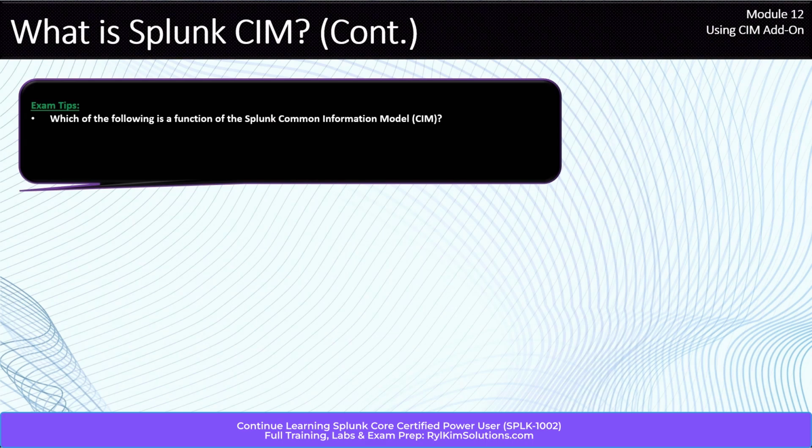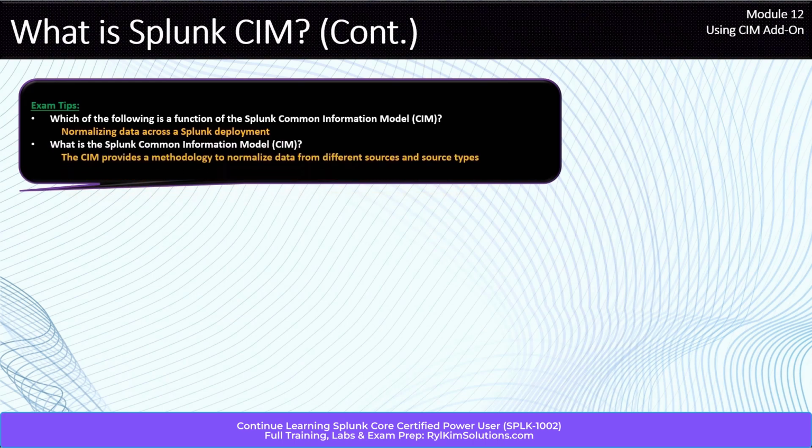So we have two more exam tips here. Which of the following is a function of a common information model? A possible answer here: normalizing data across a Splunk deployment. So when you see the common information model, you always have to think about data normalization. You always have to think about correlation. You always have to think about getting data from different sources. And then, what is the Splunk common information model? The possible answer here is the CIM provides a methodology to normalize data from different sources and source types, just as we've seen.